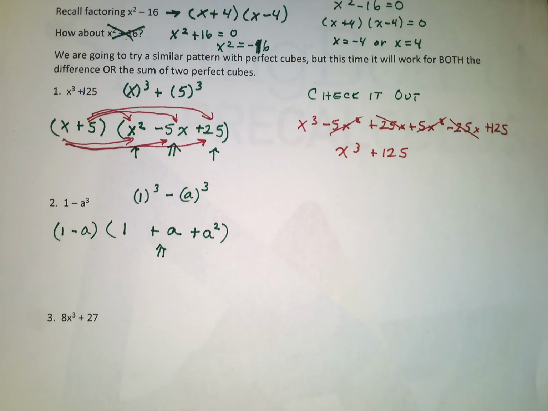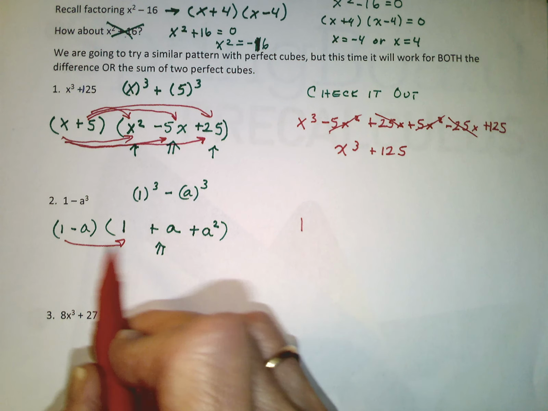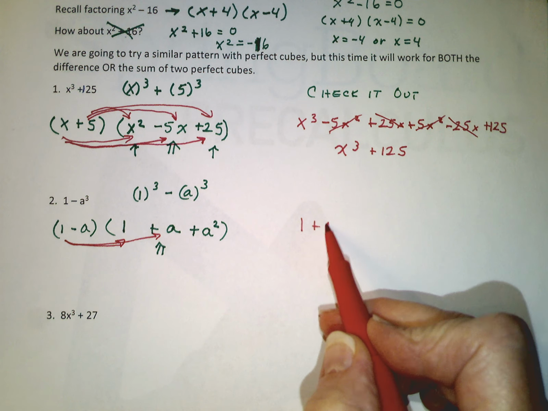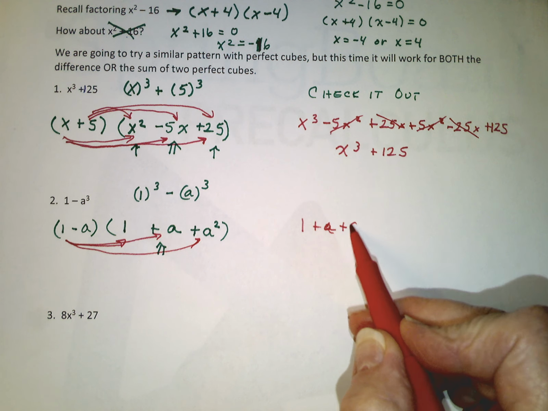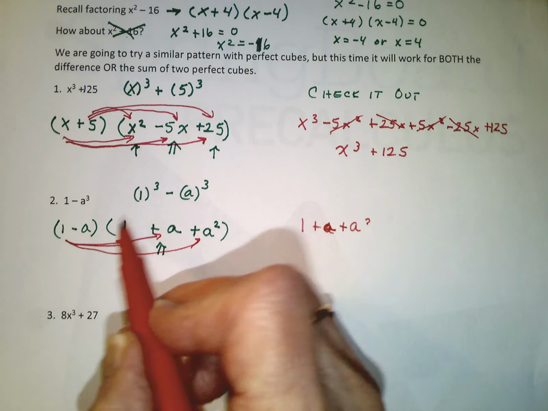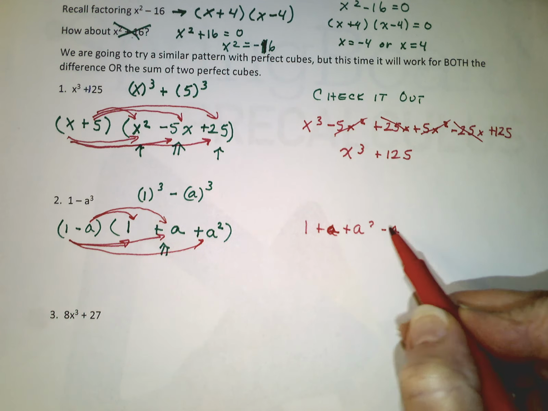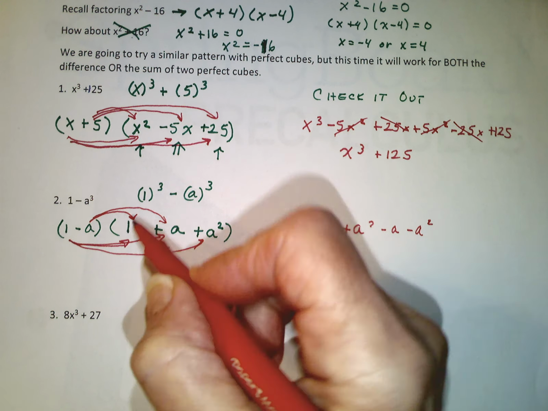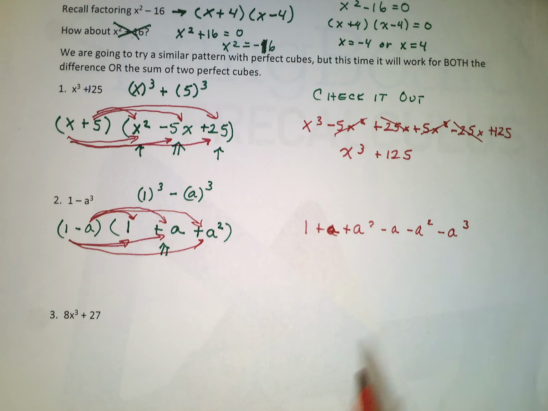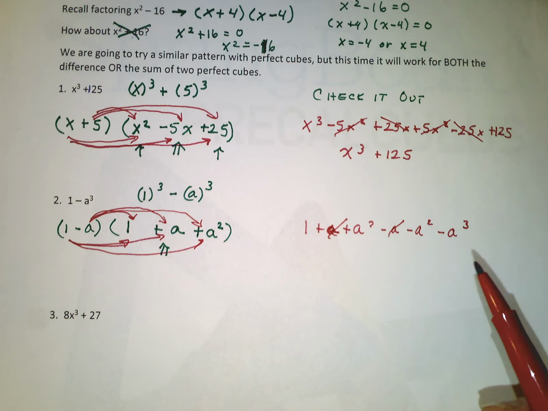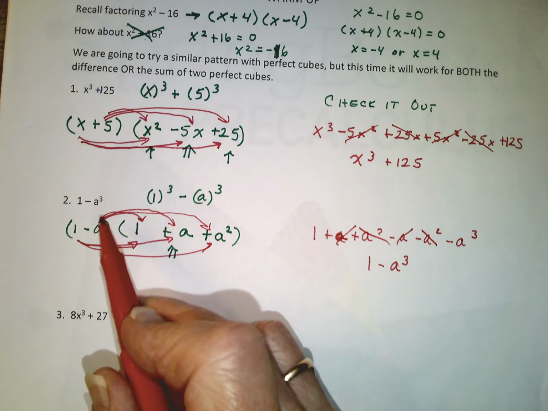Once again, we can check it out. 1 times 1, 1 times positive a, 1 times positive a squared, negative a times 1, negative a times positive a, negative a times positive a squared. The a's cancel out, the a squareds cancel out. It's 1 minus a cubed. That's what we started with.